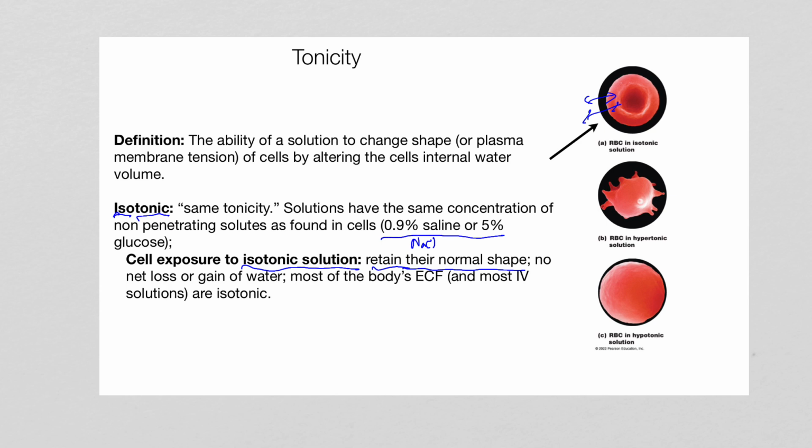Now, most of the body's extracellular fluid and most IV solutions are considered isotonic. So remember that iso means same tonicity, and you're not going to have any change in the plasma or the cell when that substance crosses the plasma membrane.